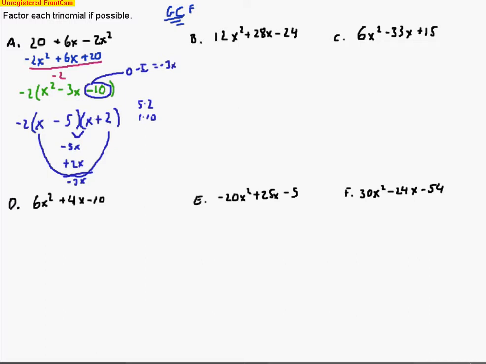So when we write the answer, we want that factored -2 on the outside and x minus 5 multiplied by x plus 2 inside some parentheses. And there we have it.